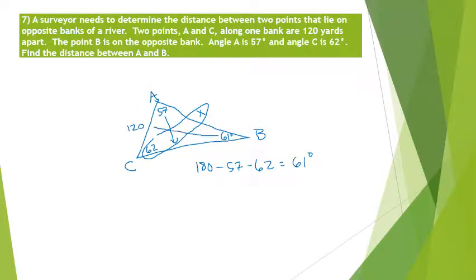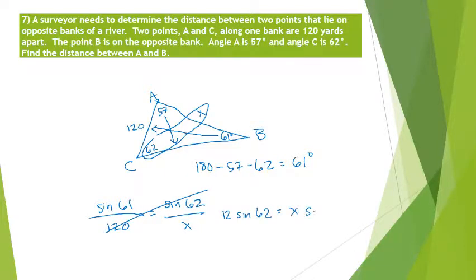And now I have a known angle across from a known side. So I can set up sine 61 over 120 and sine 62 over what I'm trying to find, x. So 120 sine 62 equals x sine 61. The x is not stuck inside the sine, so I can divide off sine 61, and that will give me the value of x. So I'm going to type in 120 sine 62 divided by sine 61, and I get 121.1, so 121.1, and we're in yards.